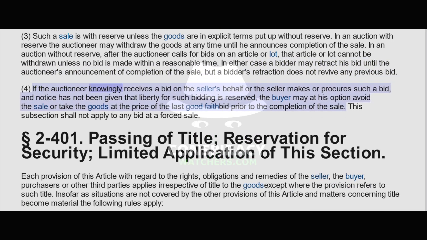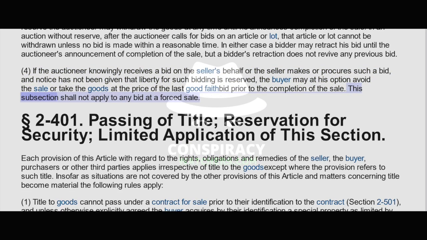If the auctioneer knowingly receives a bid on the seller's behalf, or the seller makes or procures such a bid, and notice has not been given that liberty for such bidding is reserved, the buyer may at his option avoid the sale or take the goods at the price of the last good faith bid prior to the completion of the sale. This subsection shall not apply to any bid at a forced sale.